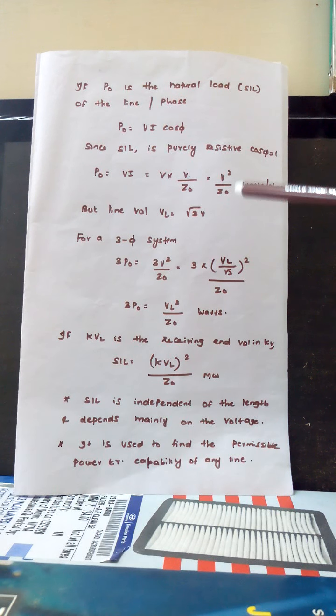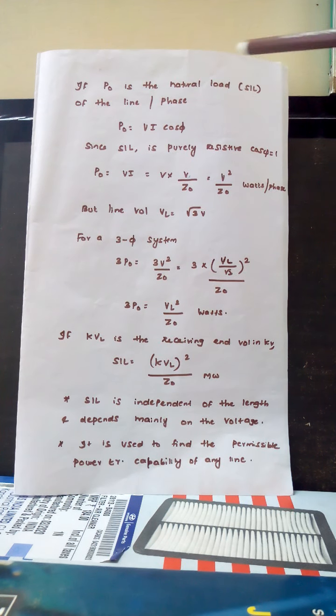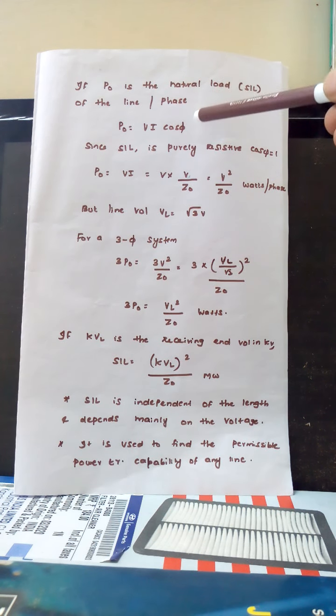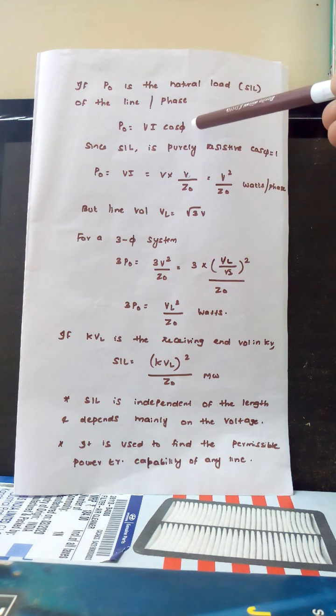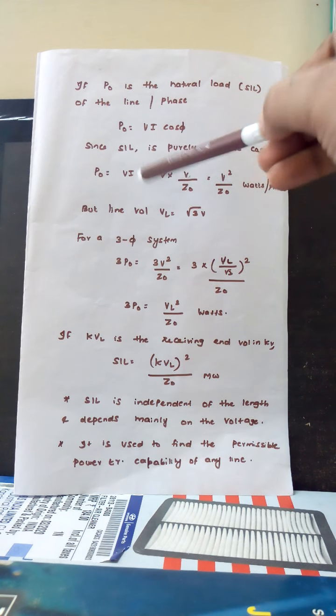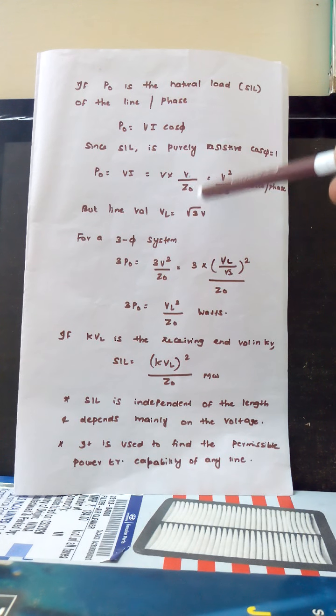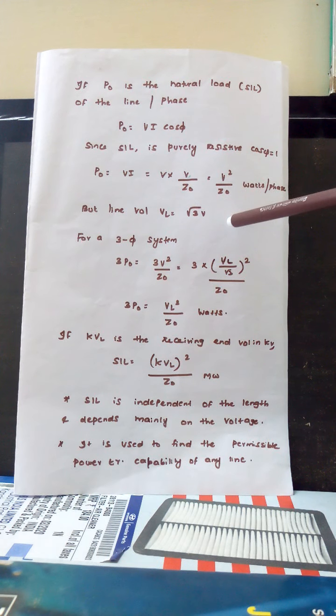So the SIL, that is the surge impedance loading, is the power delivered by a line to a purely resistive load. We consider P naught as the natural load of the line per phase. P naught equals VI cos phi. It is a purely resistive load, so cos phi value is 1. So P naught equals V into I. I we can write as V by Z naught, so it is V squared by Z naught, in watts per phase. The line voltage will be VL equal to root 3 times the phase voltage.